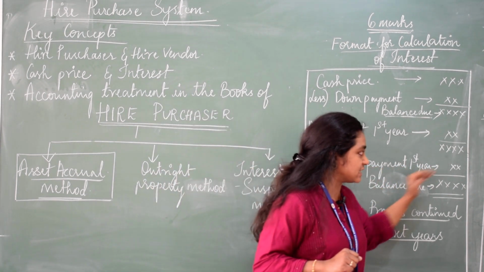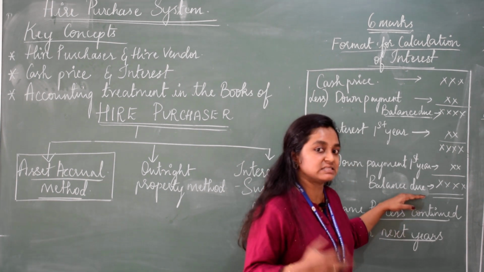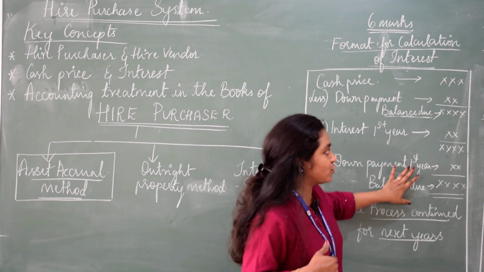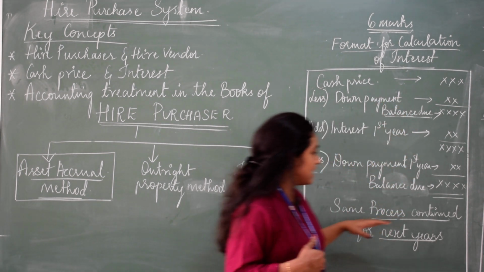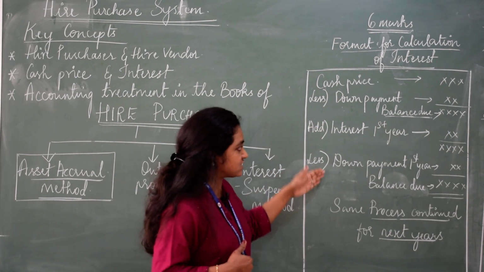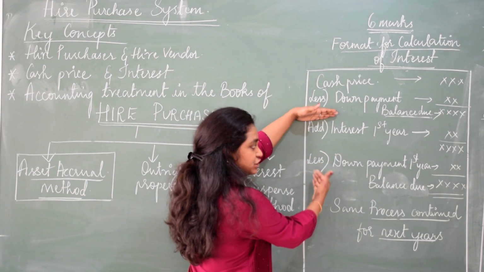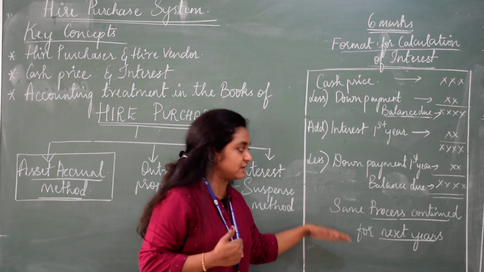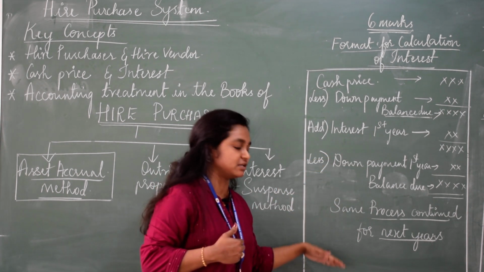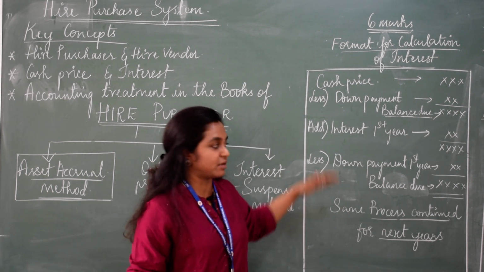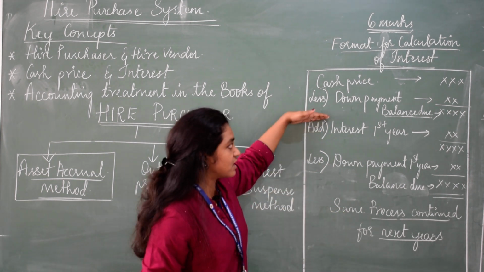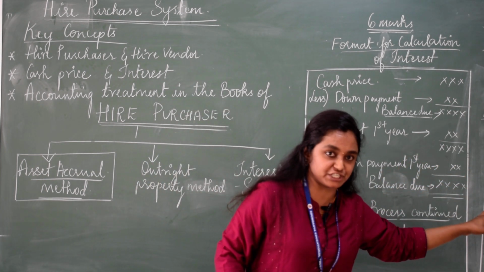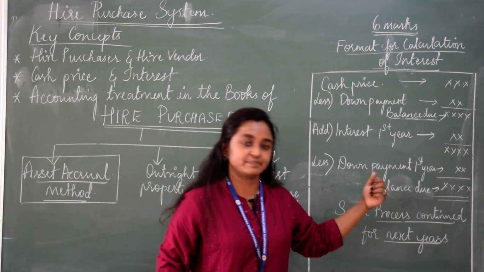So after deducting the down payment, whatever balance is left is the balance due for the coming years. So for the first year, you have to go through this much of a process. For the next years, the same process, that is interest, addition and down payment deduction, will be carried forward for the second year, third year, fourth year, fifth year. However many years you have in the agreement, the same process will continue. This is the small format. With this format, let's see a small question on this problem.